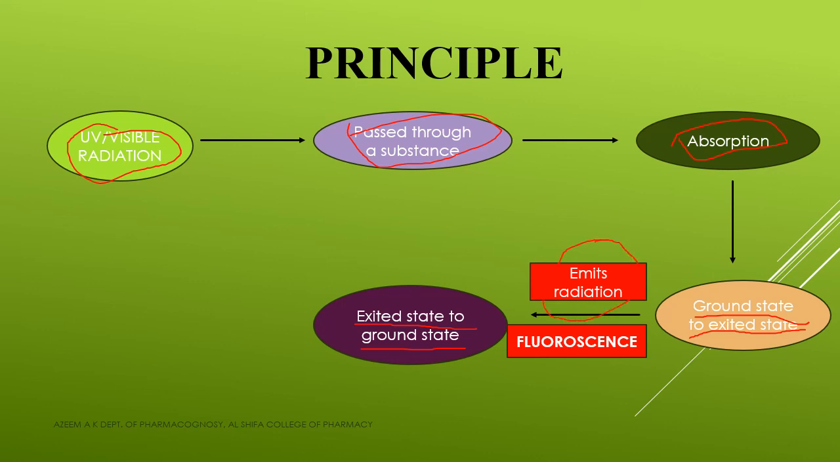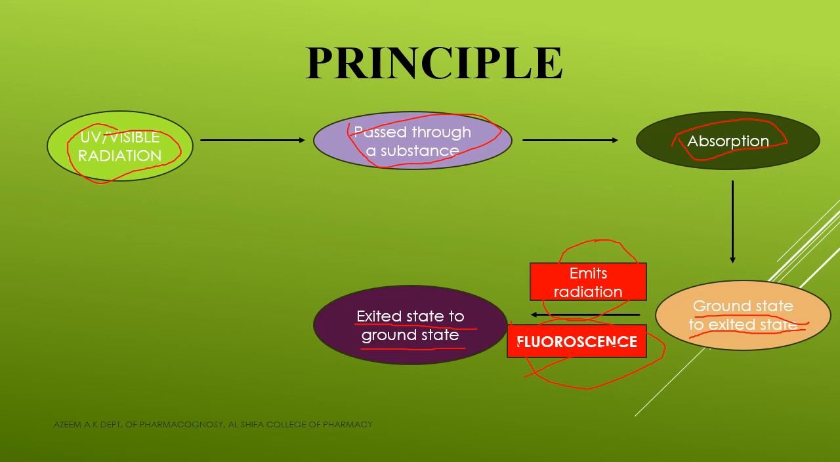So first the electrons in the ground state will be transited to the excited state, and after some time they will be returning back to the ground state from the excited state, and during this return process it will be emitting a radiation, and this radiation is known as fluorescence. Clear? So this is the basic principle of fluorimetry.